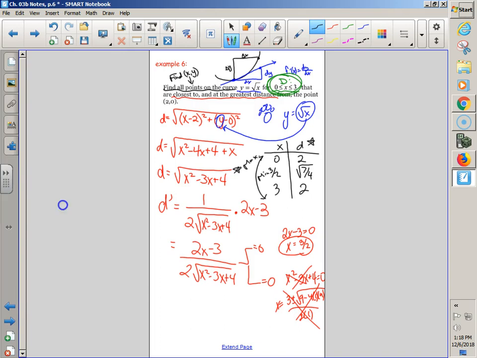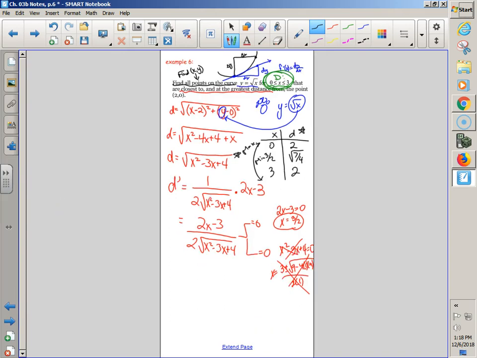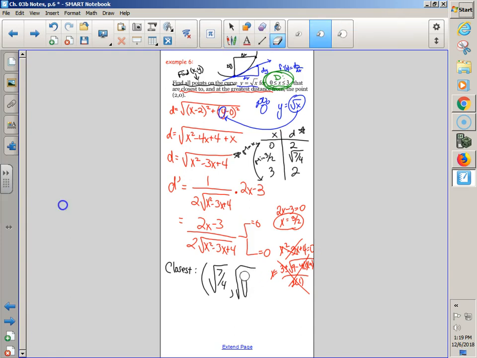What are they asking for? Find all points, x's and y's, that are closest. Closest would be minimum distance, right? So closest is going to be that weird square root of 7 over 4, which would be root 7 over 2, since the square root of 4 is 2. Why am I doing this twice for the y value? It is a point, and where am I getting my y from?